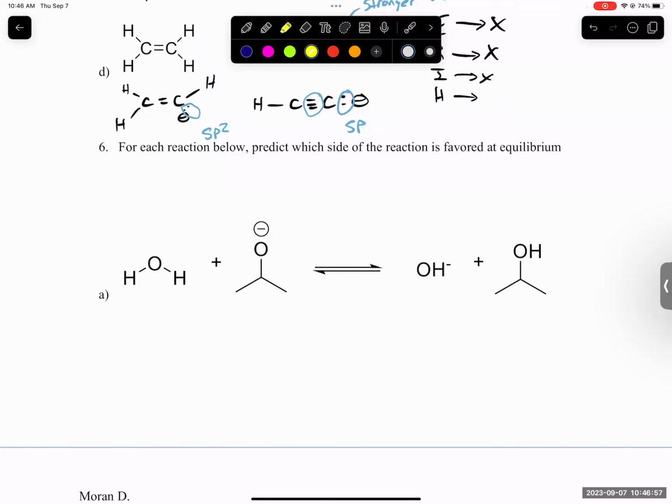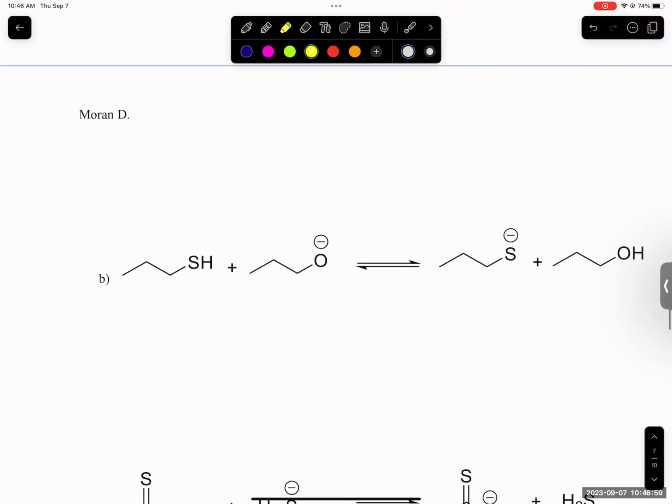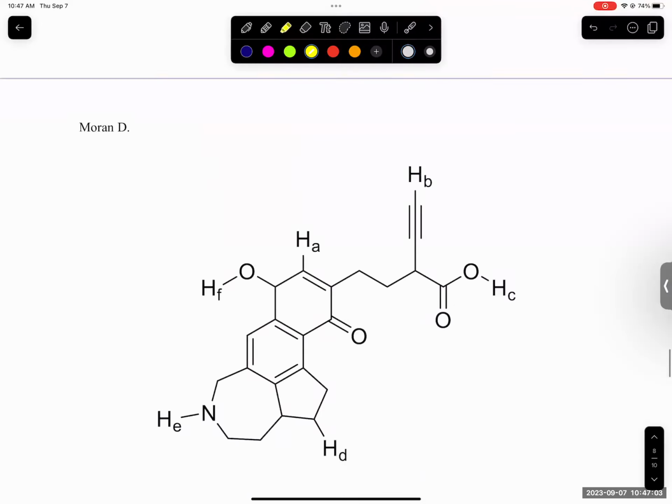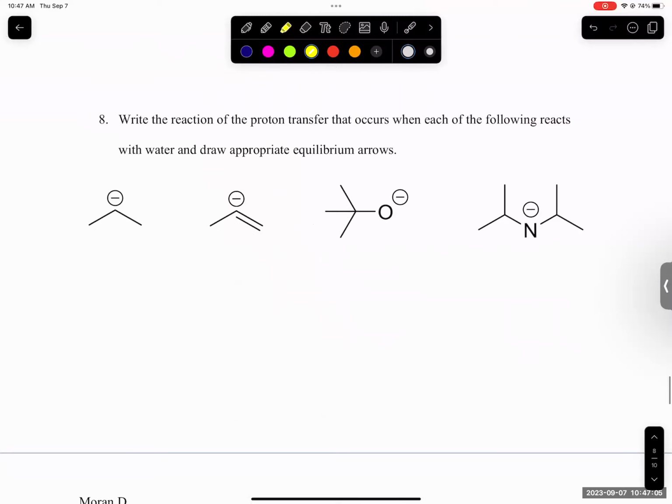So let's move on to number 6. I don't like these problems. I mean, it's not that I don't like them, I just want to do something different. Write the reaction of the proton transfer that occurs when each of the following reacts with water and draw appropriate equilibrium arrows. So these are the types of problems you're going to see in Dr. Reeves' class.